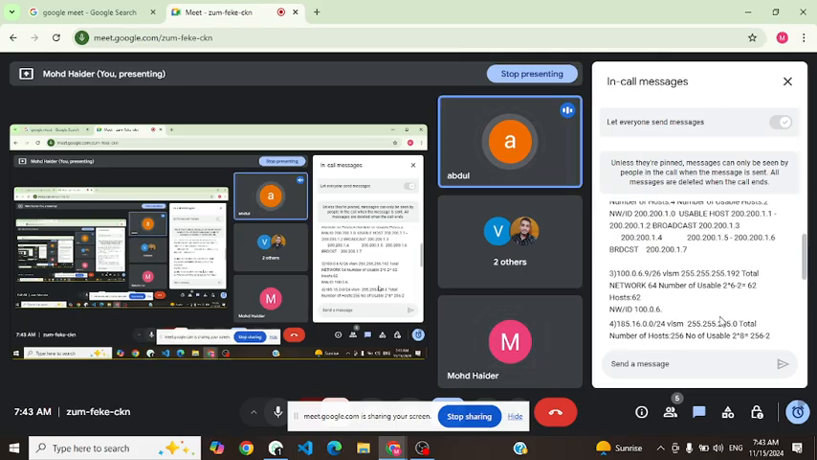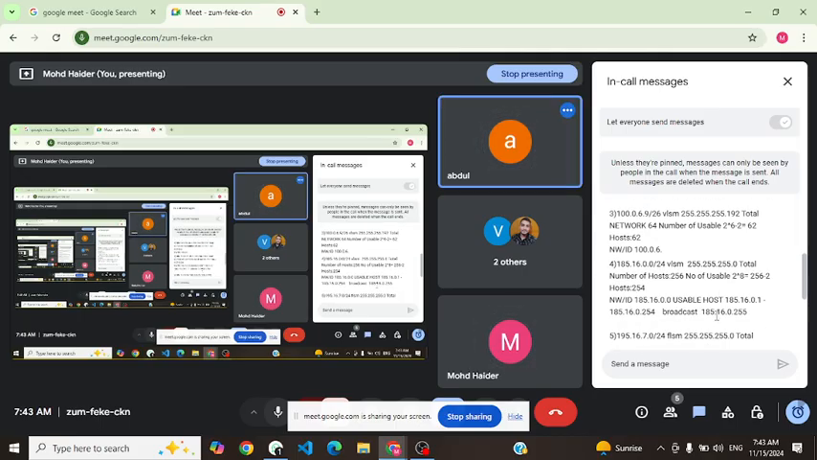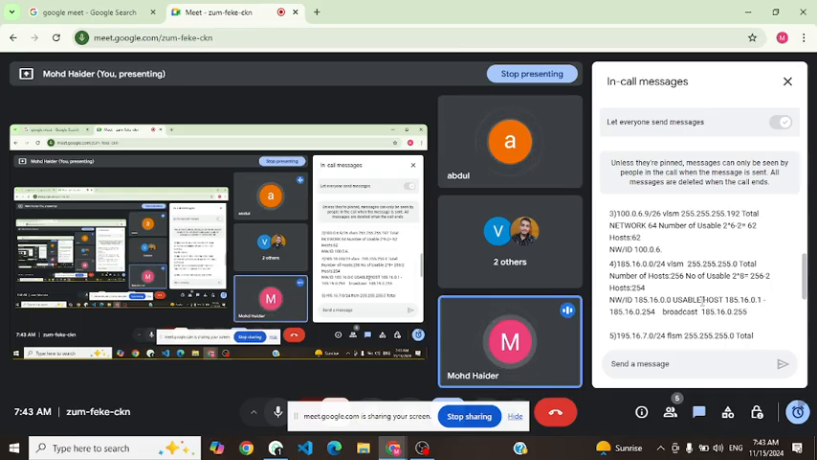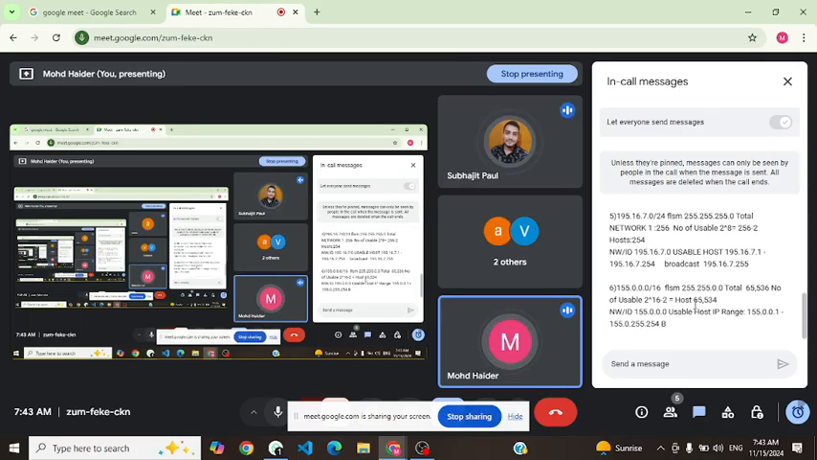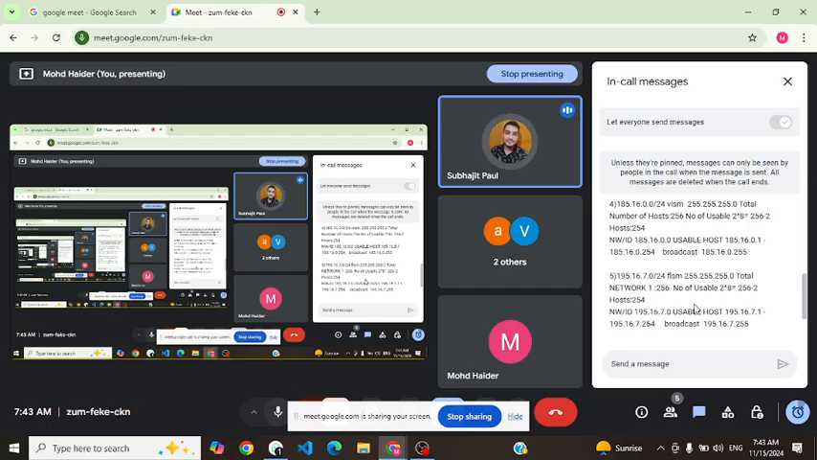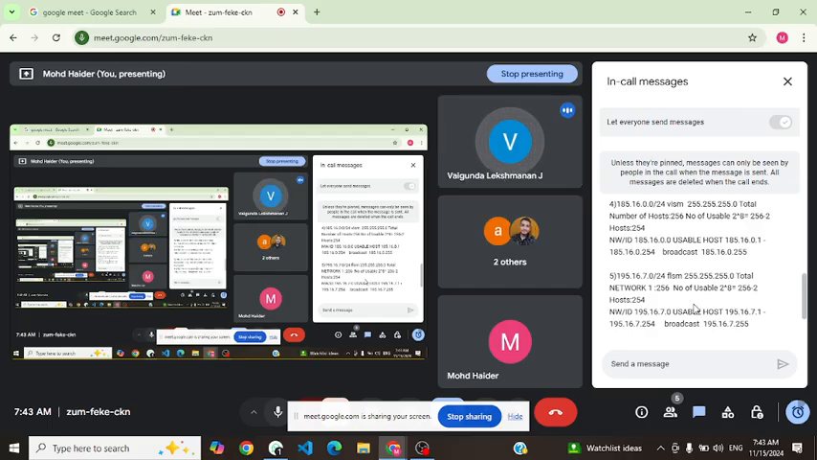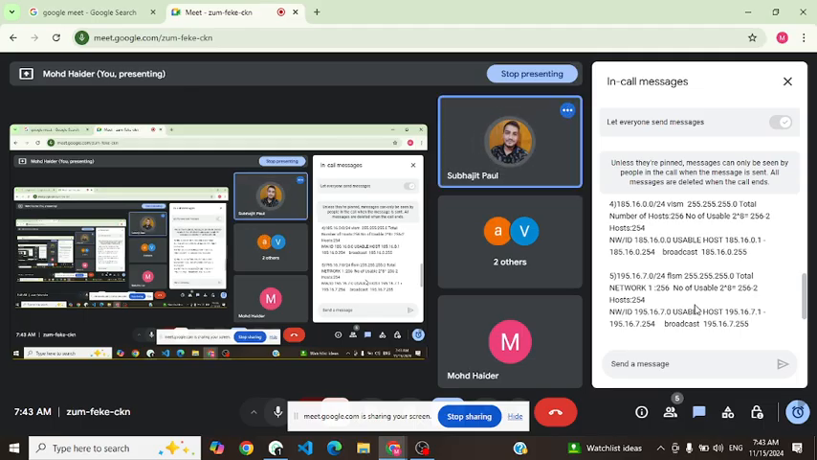Lakshman, have you solved all the questions? Yesterday's block size problem? Yeah, Subhajit, tell me. In the fourth question, the block size will be 1, 256 minus 255. But here it is 256 minus 2.